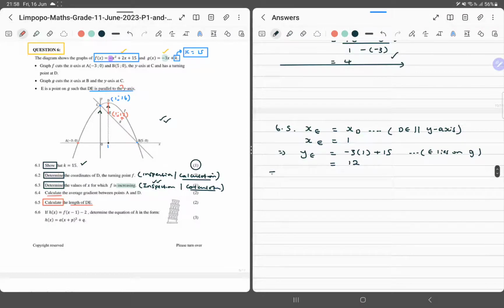Now we can say then DE is going to be y at D minus y at E. Again, this is because this is a vertical line. A vertical line, when you want the distance, you just simply take the difference of the y values. So this is 16 minus 12, which is 4 units.